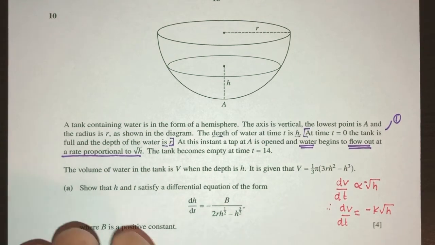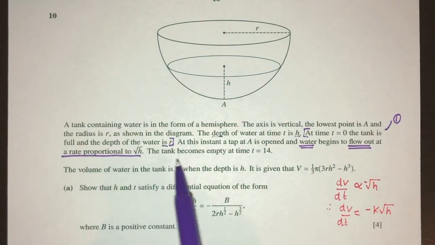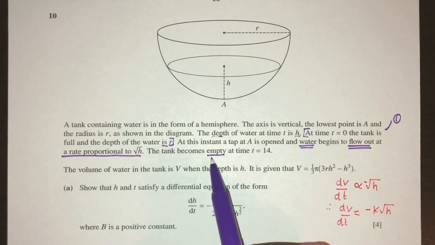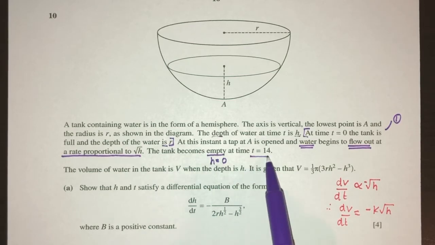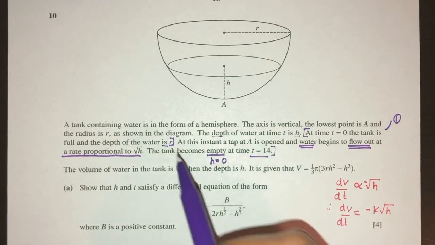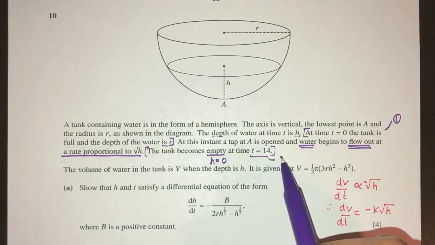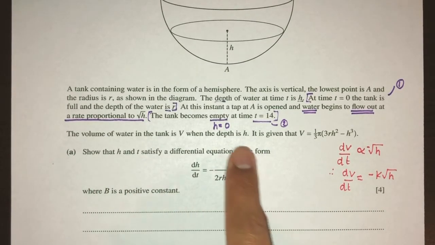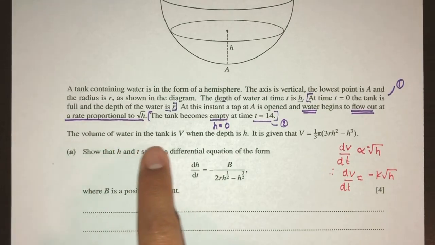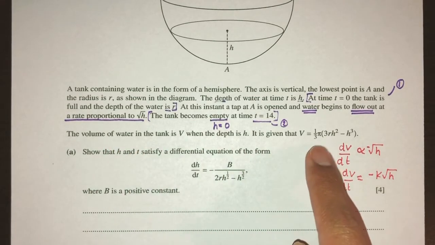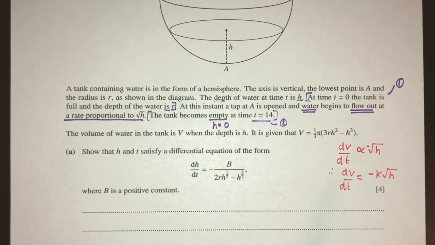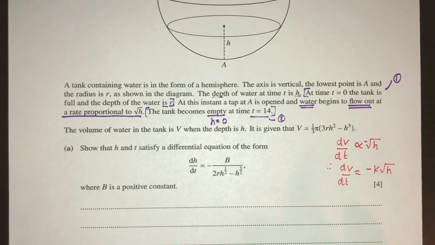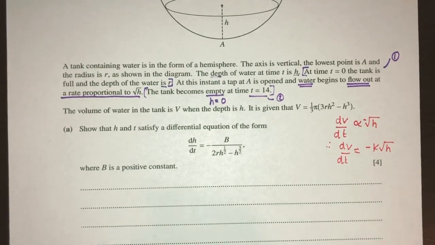And then another thing we need to know is the tank becomes empty. Empty means the height or the depth becomes 0 at time t equal to 14. So that's something we need to know as well for later on. Now the question here: we have to show that h and t satisfy this equation, and we're also given that the volume V is given by this equation. So here we need to find dh by dt. How can you find dh by dt? Let's see how we can derive that.